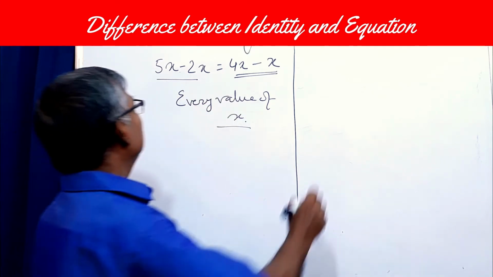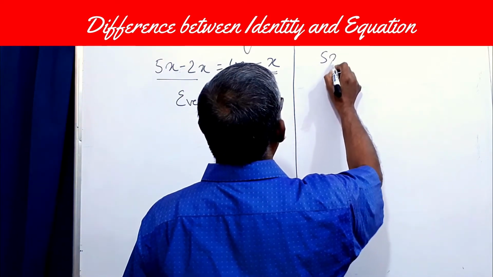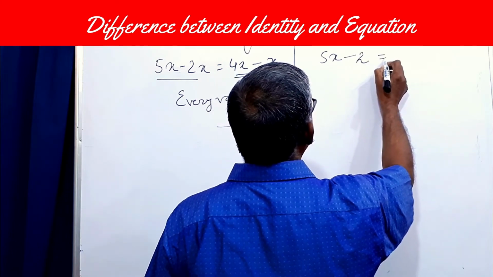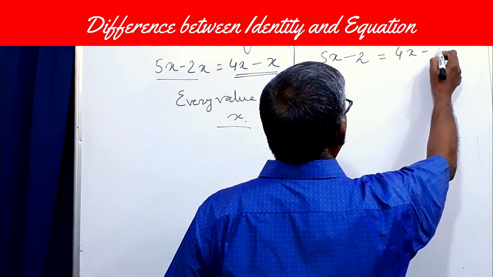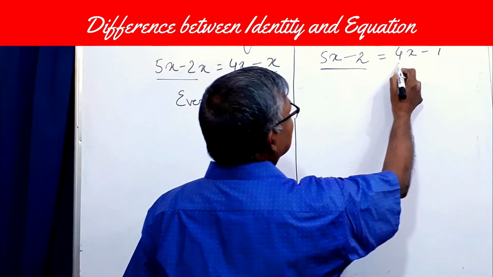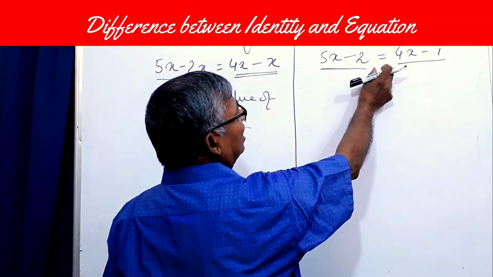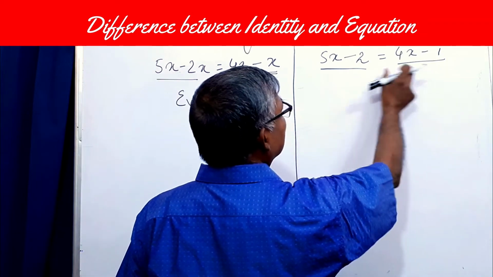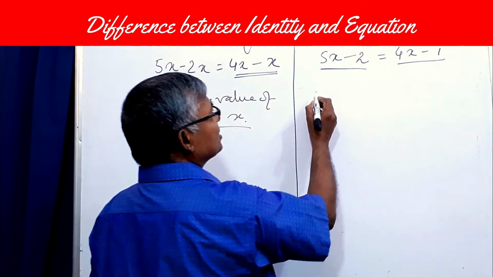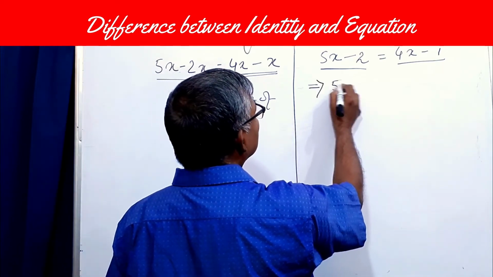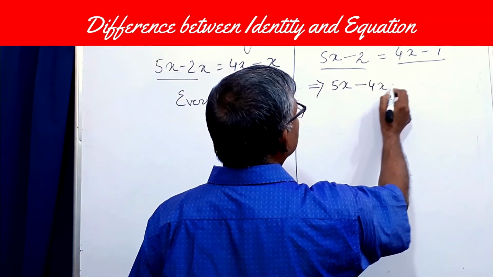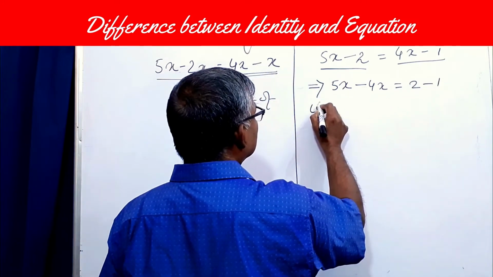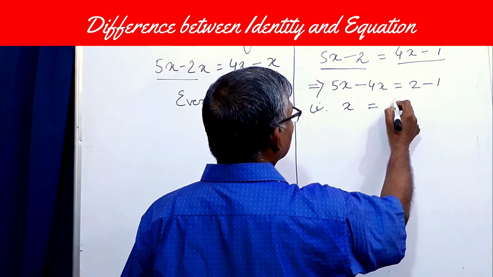But see, 5x minus 2 equals 4x minus 1. Here also are algebraic expressions and they are related with the relation equal. So it is written that these two algebraic expressions are equal. Now let us see what happens. This implies that 5x minus 4x equals 2 minus 1, that is x equals 1.